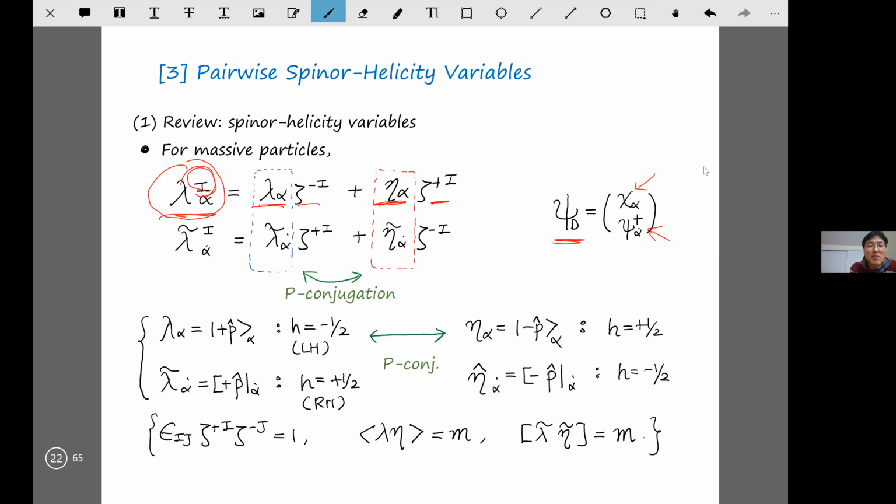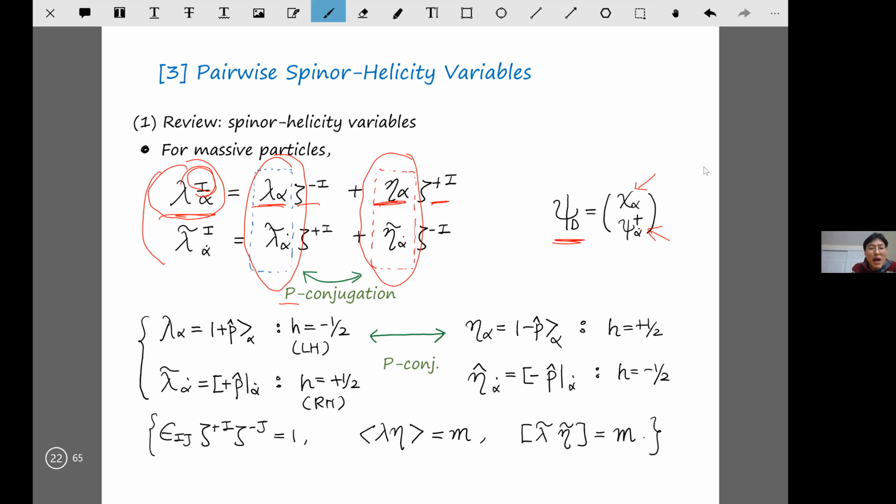are basically massless variables. So there's a lambda and lambda tilde. Therefore, likewise, there's a pair of lambda tilde, which is one pair of massless variables, and there's another, eta tilde, which is the second pair of massless variables. In fact, they are parity conjugate to each other.